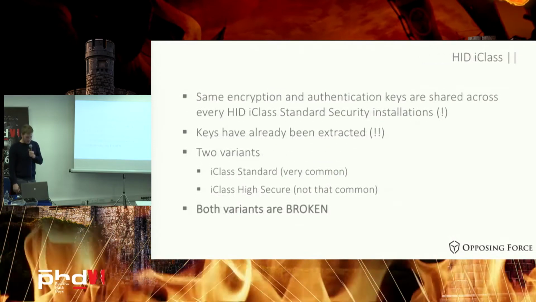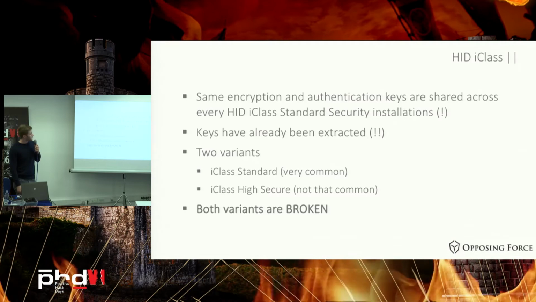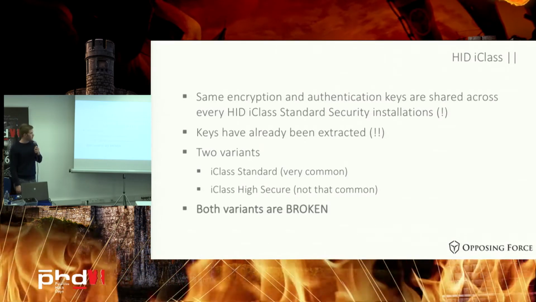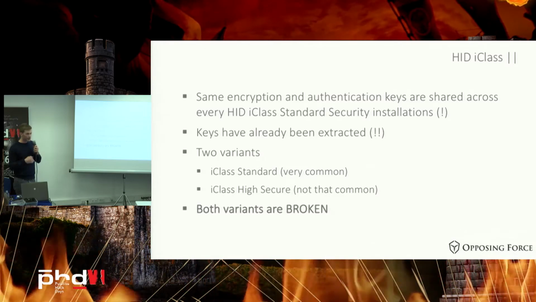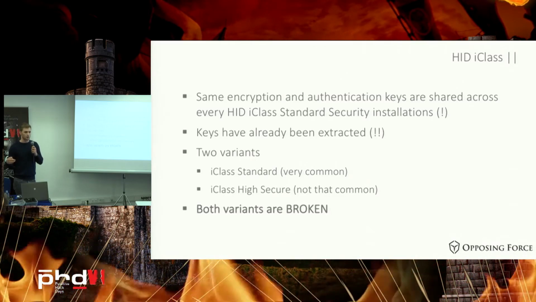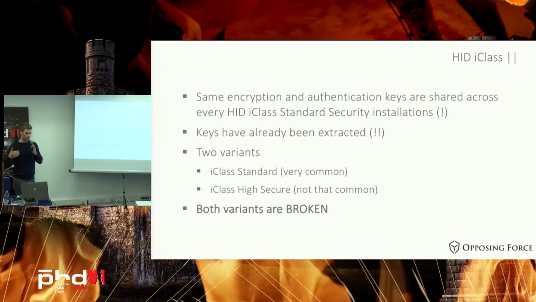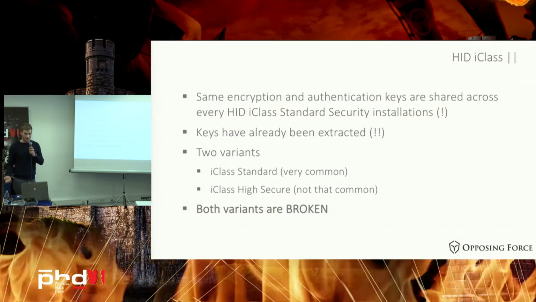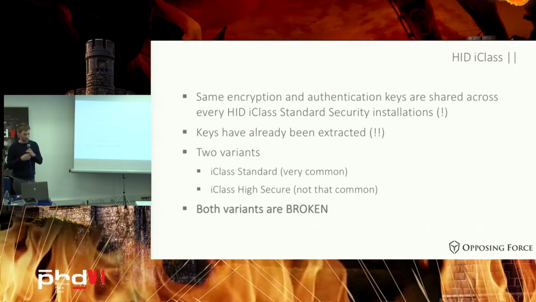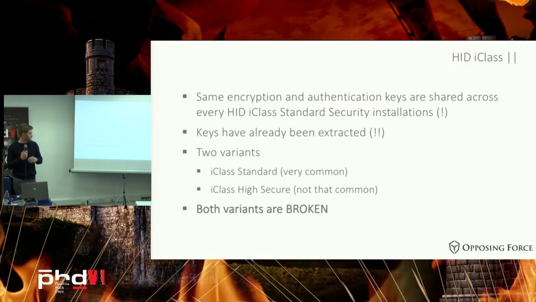Then we have the iClass. iClass is a very broken token. They use the same authentication keys for all the iClass in the market. So the reader has embedded the keys, which can be used to read all the iClass tokens. And the keys, of course, have been extracted. So everyone can read all the tokens, everyone can write on the tokens, etc.